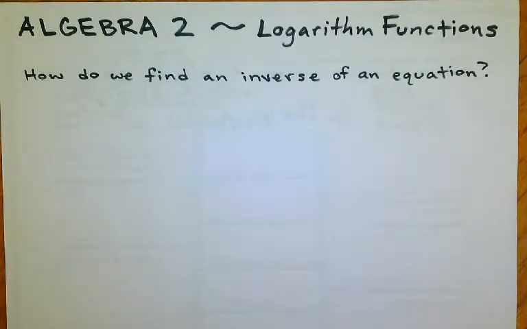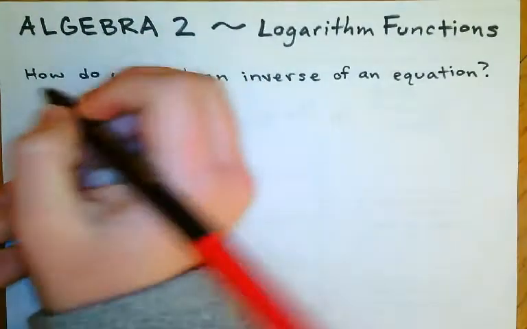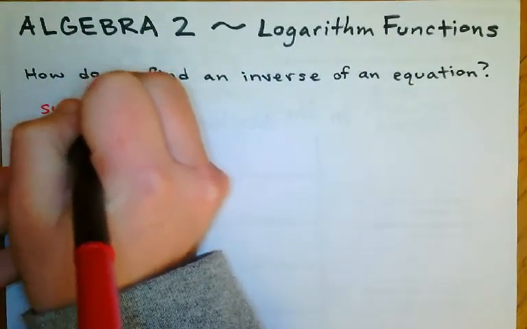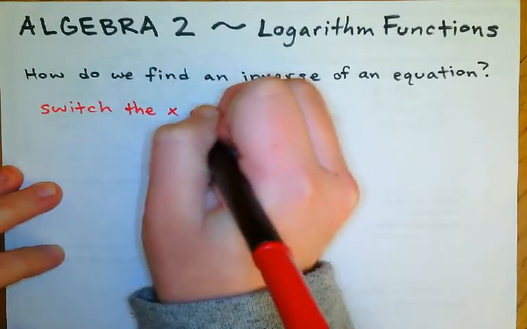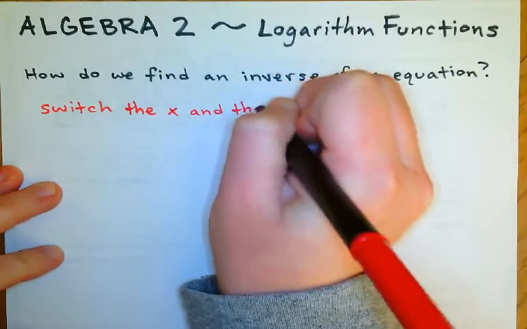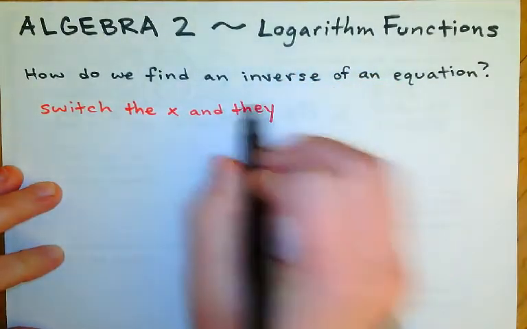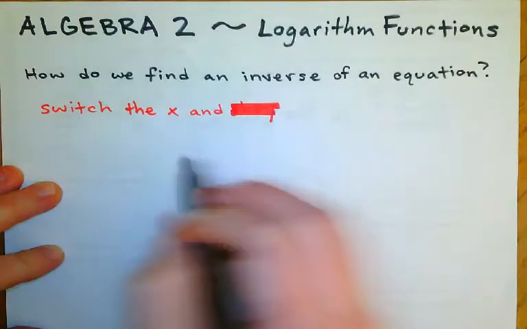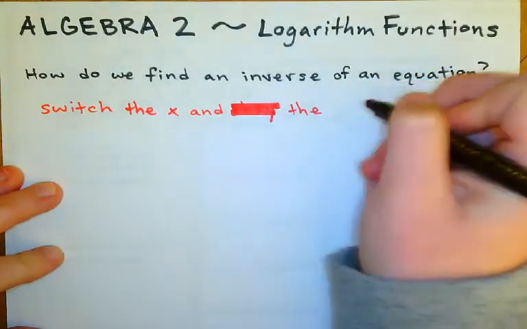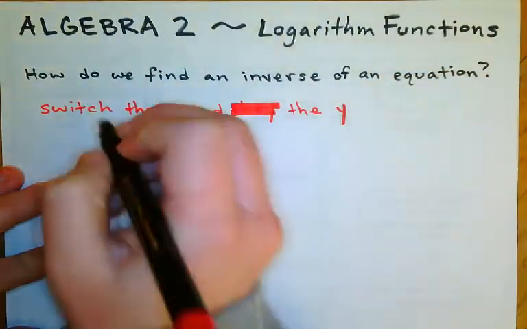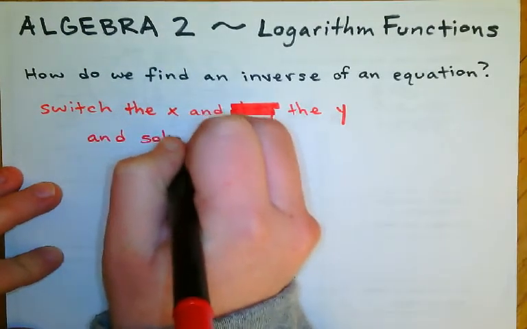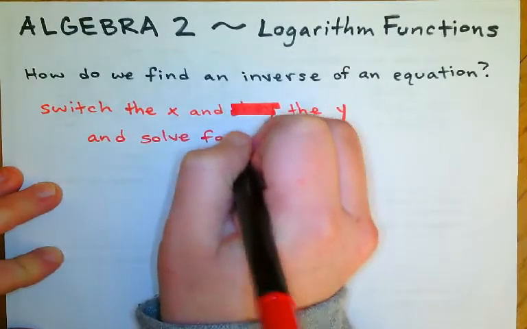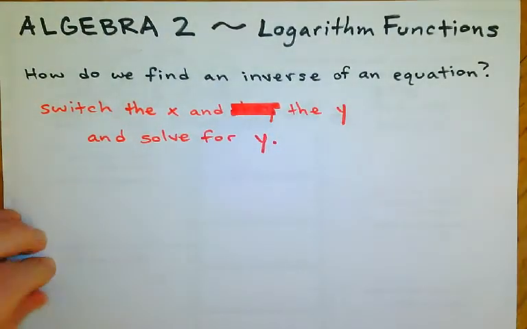And when we want to find an inverse of an equation, what we're doing is we switch the x and the y. Sorry. Switch the x and the y, and then solve for y. That's how we find the inverse.